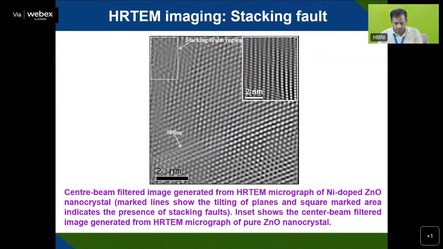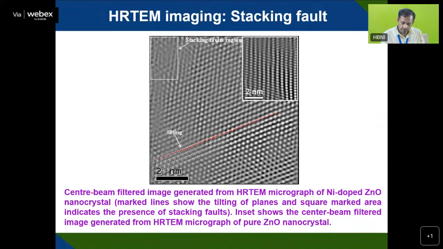and you can also see how the atomic arrangement is, and if there are any defect structures, like stacking faults, in a material. It's a zinc oxide material where nickel is doped. You can see here these are atoms. Each atom is seen here. You can see these dotted lines.